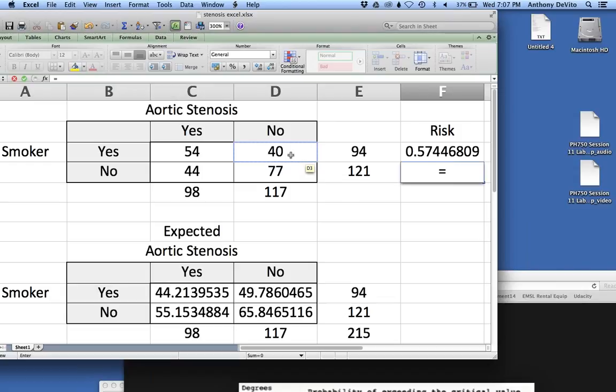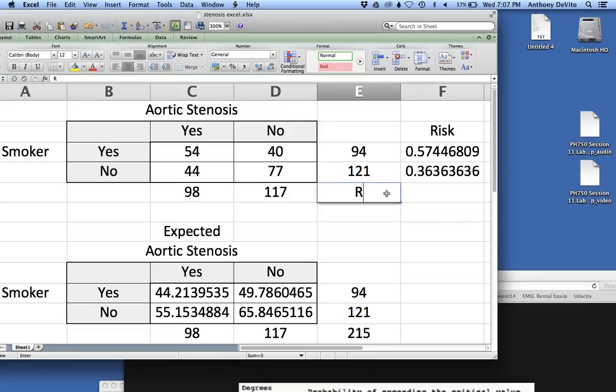What's the risk if you're not a smoker? Well, 44 out of 121 non-smokers have aortic stenosis. Which group has the bigger risk? The people that smoke, right? 57% of them versus 36%.